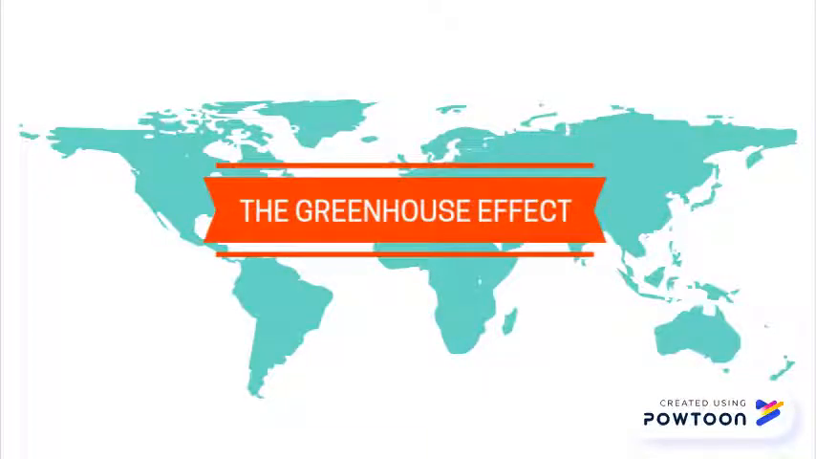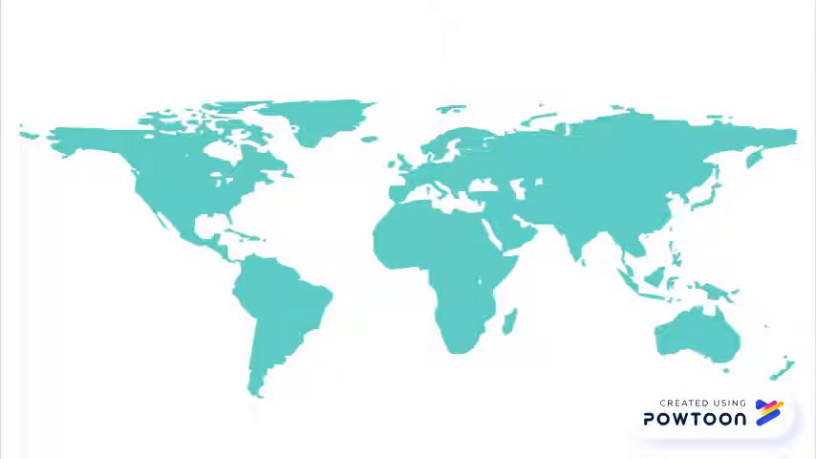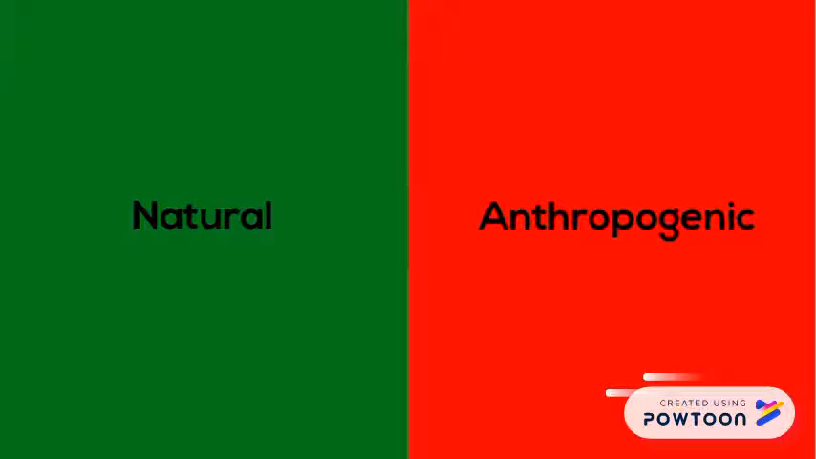The greenhouse effect. So you're here because you want to learn more about the greenhouse effect. To start, the greenhouse effect is split into two categories, natural and anthropogenic greenhouse effect. Let's distinguish between these two categories. First off, natural greenhouse effect is the natural process that warms the Earth's surface.